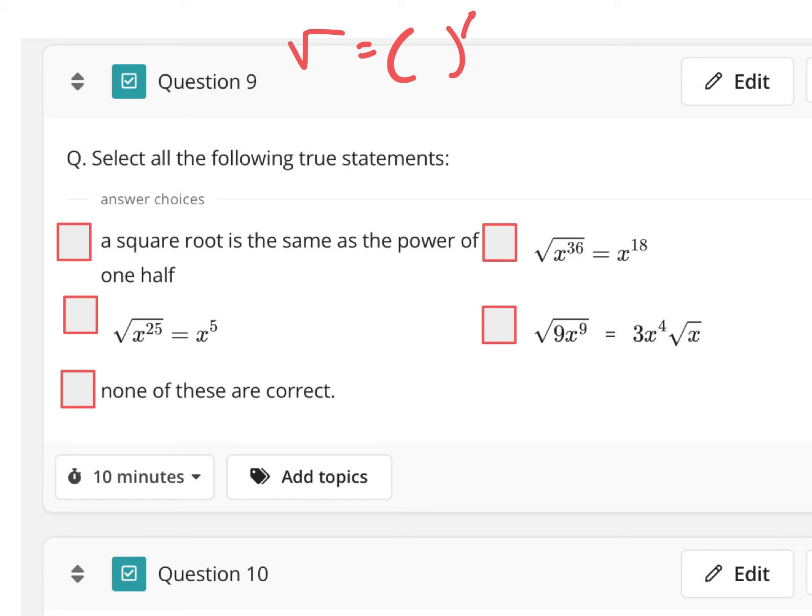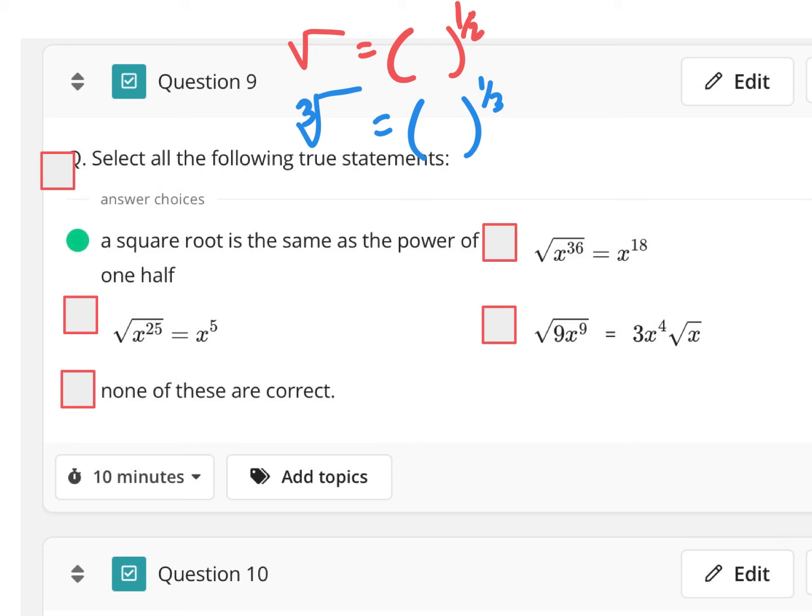We should all know this, that a square root is really the same thing as the power of 1/2. Or likewise, you could say that a third root is equal to the power of 1/3, or a fourth root is equal to the power of 1/4, and so on and so on. So a square root is the same as the power of 1/2. That's absolutely true. That's why there's a green circle right there.